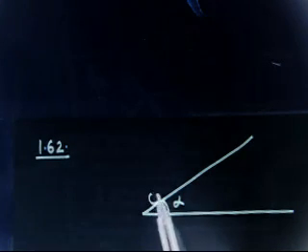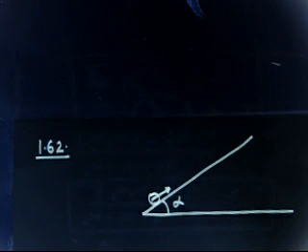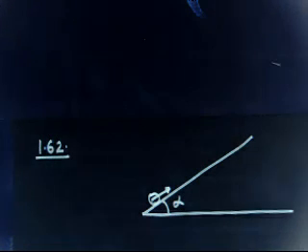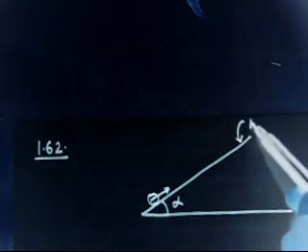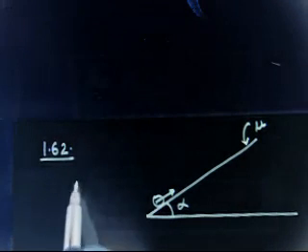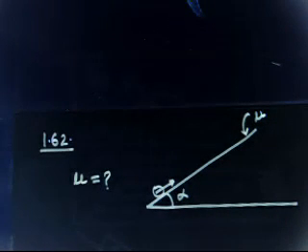So there is an object that is launched up along the inclined plane. Find the coefficient of friction. So we have to find mu. If the time of ascent is 2 times less than the time of descent.